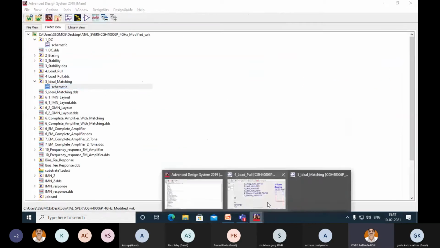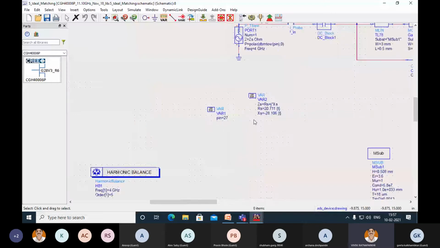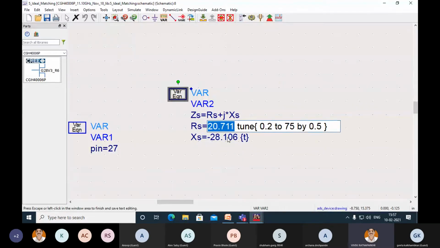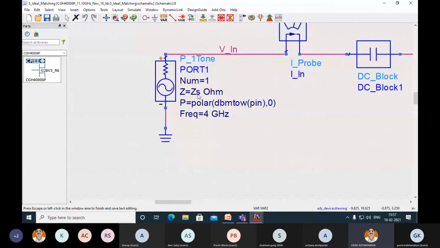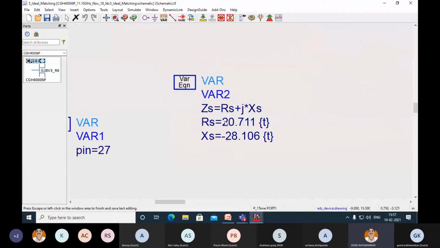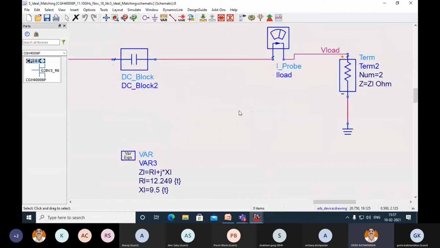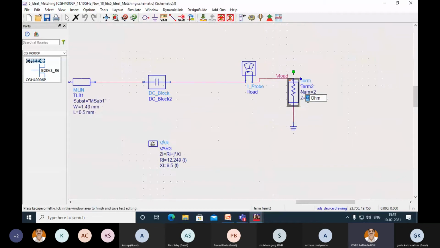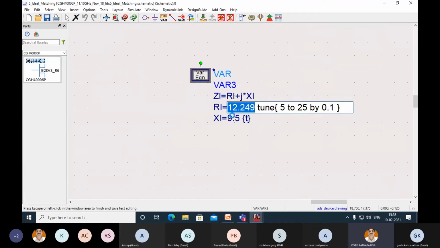So what is there in ideal match? The same circuit is there. Now the impedances which I have got from load pull, I have inserted here. If I have got Zin, I have taken its conjugate and created a variable named ZS, and I have entered the values of ZS, RS plus jXS, and set them as tune variables. Similarly, I have created a variable at the output also, that is ZL, with values RL plus jXL, and I have taken these values from the load pull analysis.